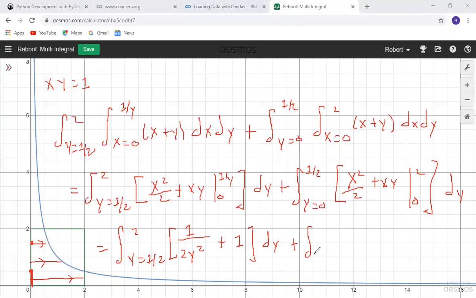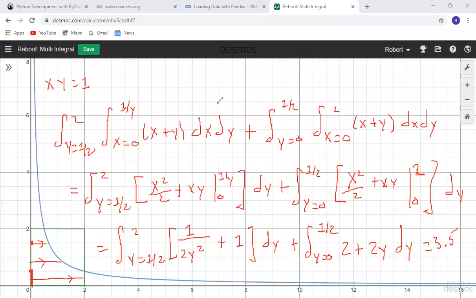Then this is going to be the integral from y equals 0 to 1/2. X goes from 0 to 2. Okay, and when x is equal to 2, this is 4 over 2, which is 2, plus 2y. And now this is a Calc 1 integral, and its value is equal to 3.5.